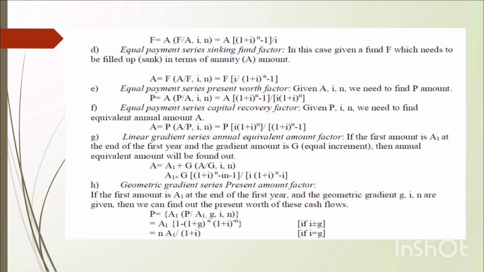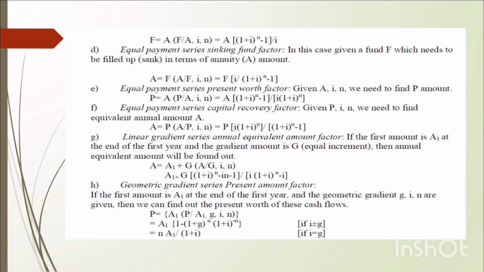So we got the value of A by using this formula: F in bracket i divided by 1 plus i to the power N minus 1. Equal payment series present worth factor. Suppose we have given value of A and i, and we need to find out the P amount. So the formula is P equal to A in bracket P by A, comma i, comma N, so equal to A in bracket 1 plus i to the power N minus 1 divided by i in bracket 1 plus i to the power N.